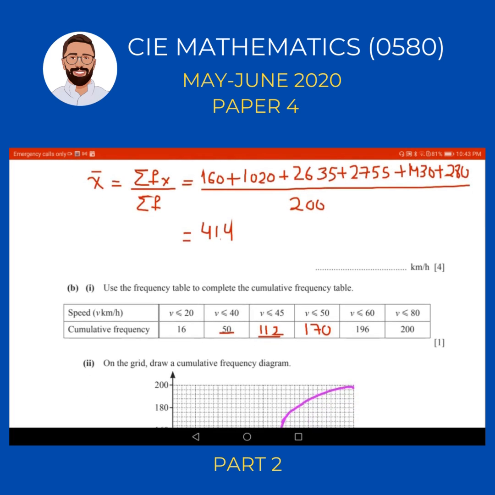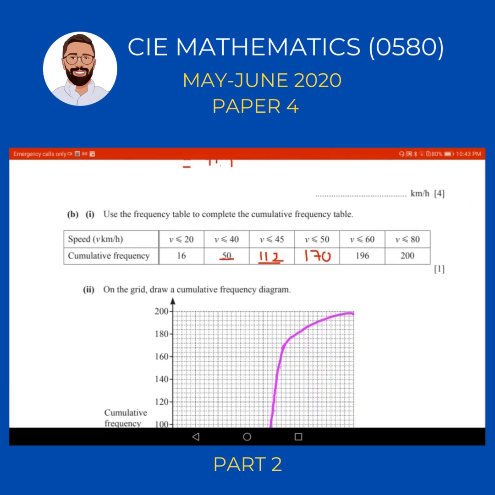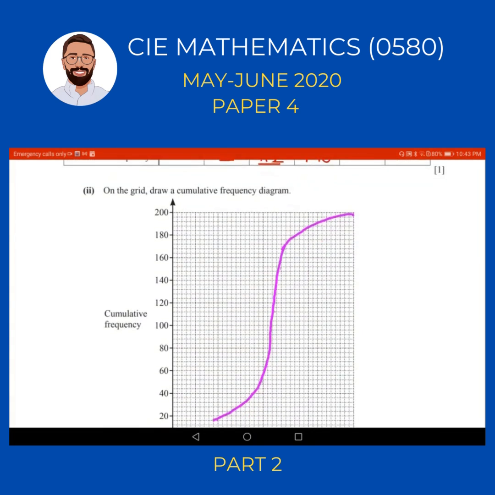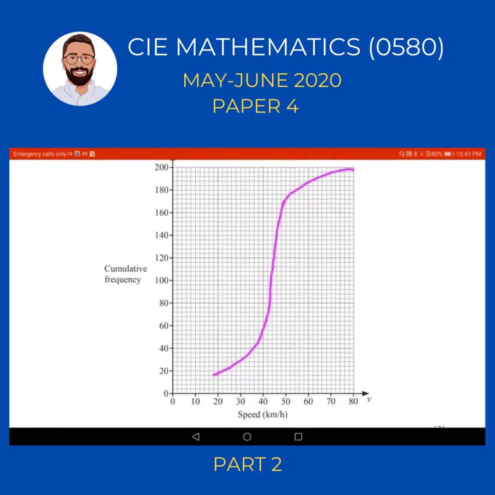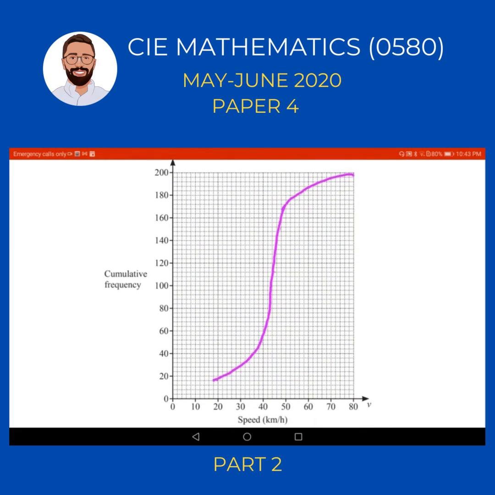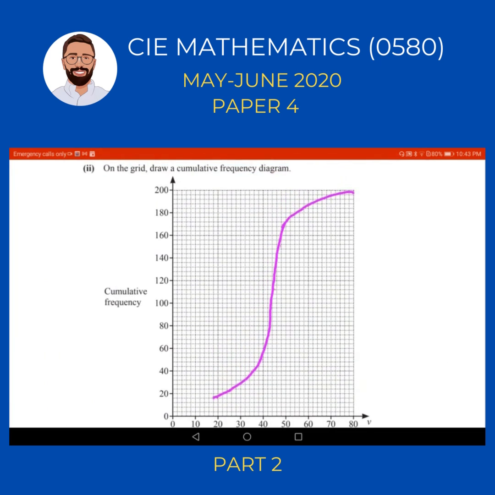Now, in part II, it says on the grid, draw a cumulative frequency diagram. So I already did that. So what you have to do is plot the points that are shown in the table in part BI on the grid. So when V is 20, the cumulative frequency is 16. When V is 40, it is 50. When V is 45, it is 112. So you need to plot all these points, and then draw a smooth curve connecting all the points. And that's how it should look.